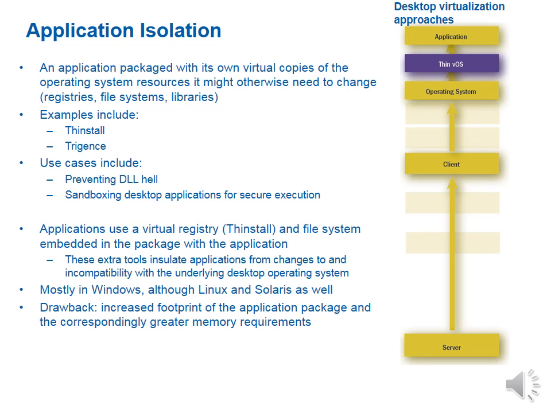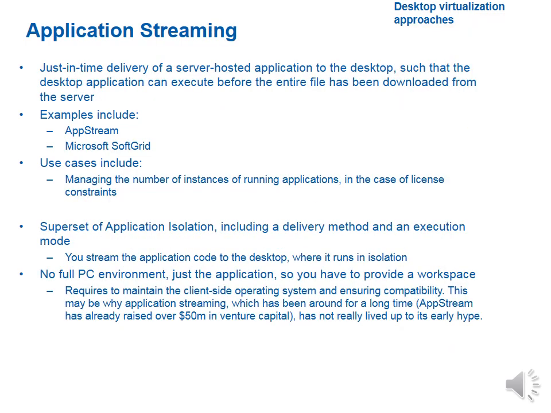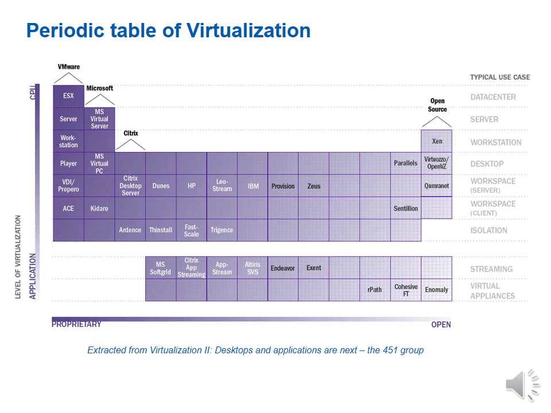It's an application packaged with its own virtual copies of the OS resources it might otherwise need to change, such as registries, files and libraries. It increases the footprint of the application package. Currently, the memory requirement also increases. Application streaming: a server hosted application is delivered to the desktop such that the desktop application can execute before the entire file is downloaded from the server. Examples: AppStream, Microsoft SoftGrid. So this is a periodic table for each and every application, showing the level of virtualization extracted from desktop virtualization. Endeavor, Thinstall, all the products with the typical use cases are shown.